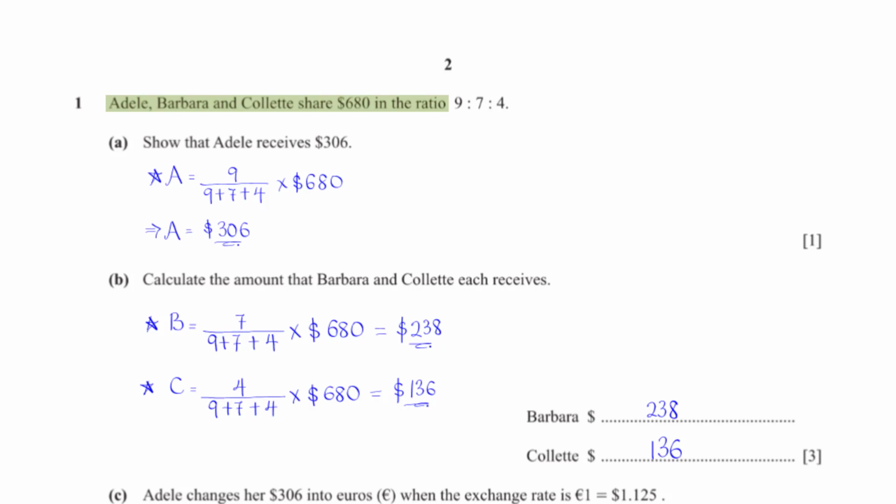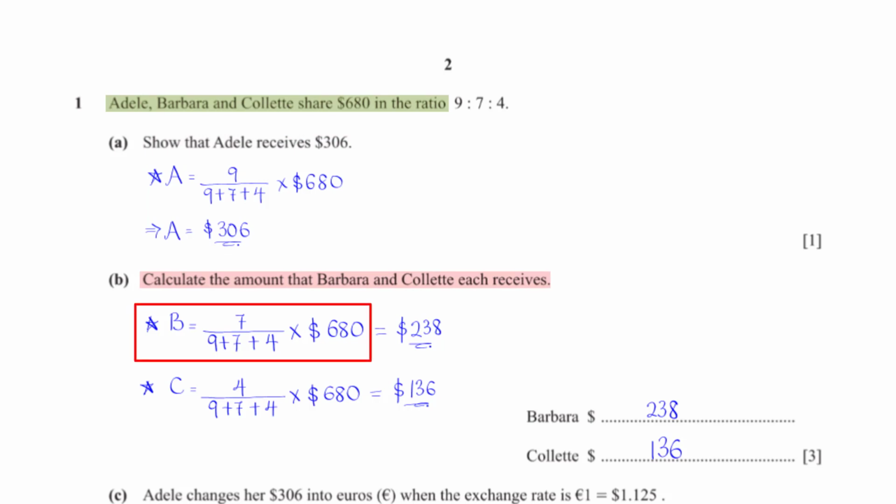Adele, Barbara, and Colette share $680 in the ratio 9:7:4. Show that Adele receives $306. The amount Adele receives is equal to her ratio share, which is 9, divided by the total ratio of 9 plus 7 plus 4, times $680. This gives us $306.